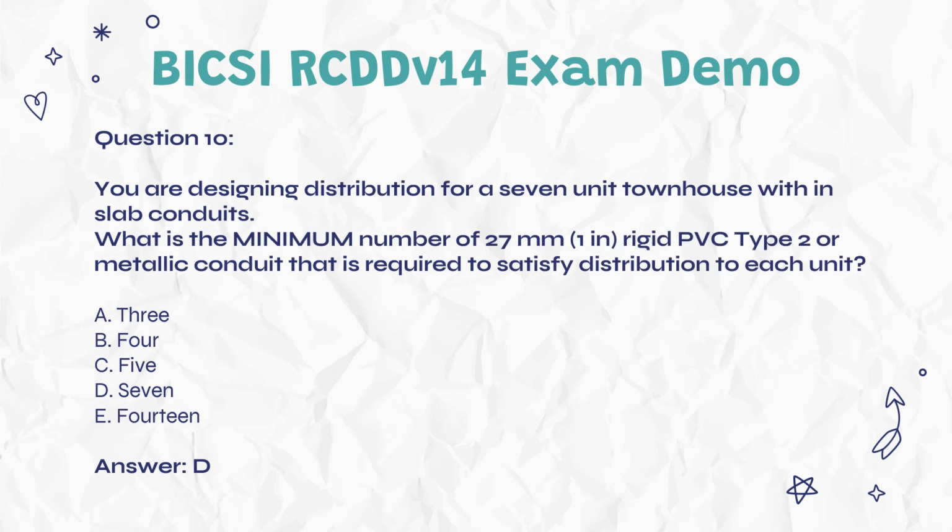Question 10. You are designing distribution for a 7-unit townhouse with in-slab conduits. What is the minimum number of 27 mm (1 in) rigid PVC Type 2 or metallic conduits that is required to satisfy distribution to each unit? A. 3. B. 4. C. 5. D. 7. E. 14. Answer D.